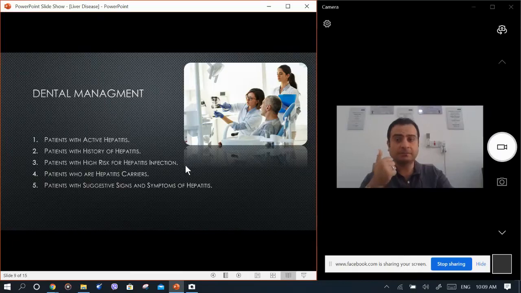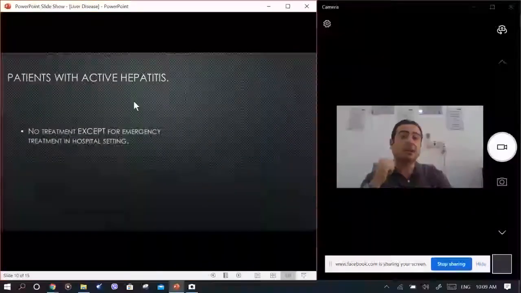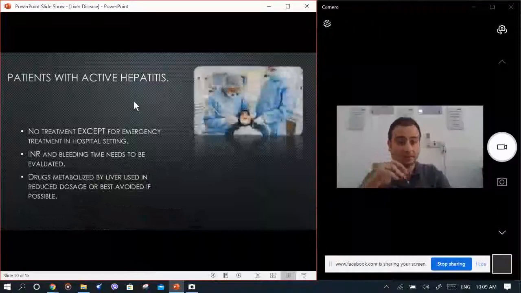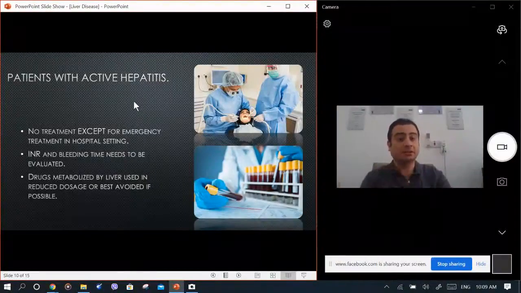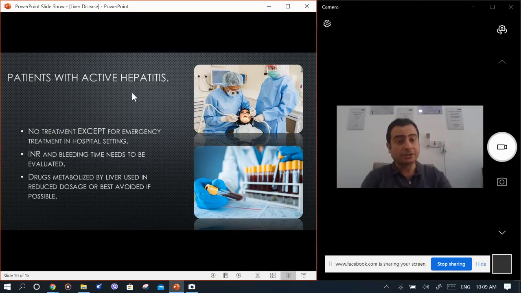Starting with the first category, the patient with active hepatitis. Patients having an active hepatitis should not receive any dental treatment, except for emergency treatment in a hospital setting. Active hepatitis means they have an abnormal liver function test. An abnormal liver function means that the coagulation factors cannot be normally synthesized, so the patient will be at an increased risk for bleeding. So INR and bleeding time need to be evaluated prior to the delivery of dental treatment.